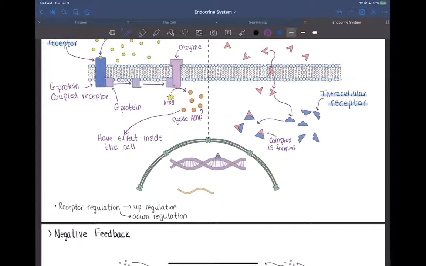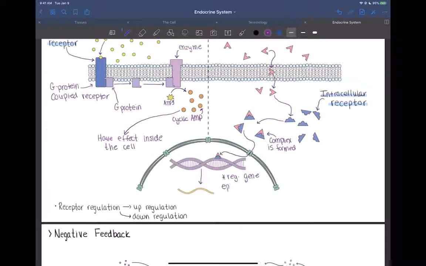All right, and then that complex is going to move. This is typical for fat-soluble hormones. That complex is going to move into the nucleus of the cell, and it is going to bind to and kind of sit down on a region of DNA. Once it does that, it is going to regulate gene expression. So here we're going from DNA to mRNA, like making a copy of DNA. So it's going to regulate gene expression, or protein expression.